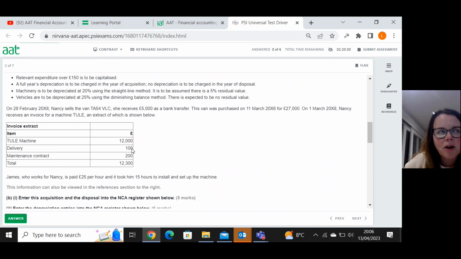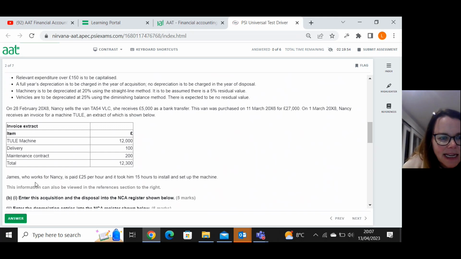Any costs, they call them directly attributable expenses. So any cost to get that machine into its position and up and running is also treated as being part of the cost of the asset. So delivery will be included, but a maintenance contract will not, because a maintenance contract has to be renewed and repeated. So it is an example of revenue expense, not capital expense. So far I've got 12,100 as the value of my new machine.